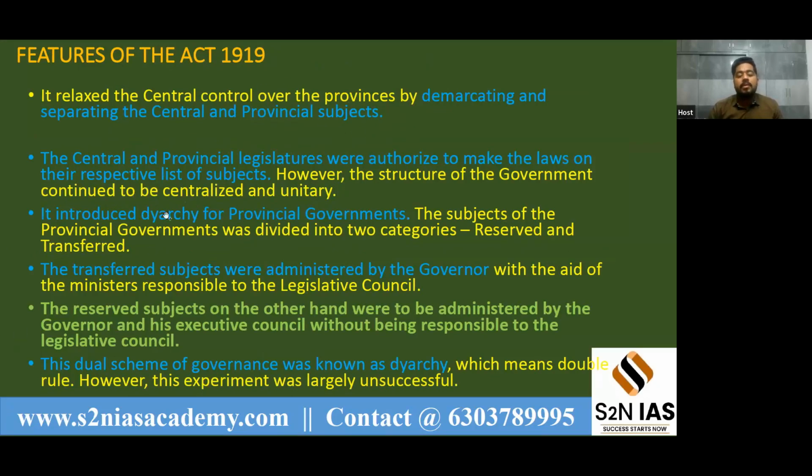The central and provincial legislatures were authorized to make laws on their respective lists of subjects. However, the structure of the government continued to be centralized and unitary. Even though some functions were delegated to the provincial administrations, majorly the unitary or centralized tendency of the British administration remained constant. Even today, the unitary features, the centralized tendencies can be observed during natural disasters like COVID time, emergency times, etc.